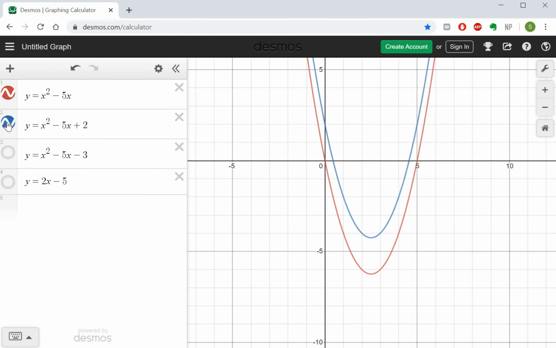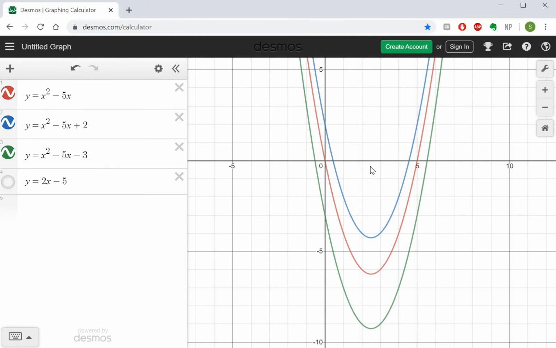So here is y equals x squared minus 5x plus 2. It's been translated up 2 units, and the third function has been translated down 3 units because of the minus 3. So the only difference is their vertical translation, but in terms of thinking about their gradient, which is what we're doing when we're deriving functions, their gradient is the same at any given x value.